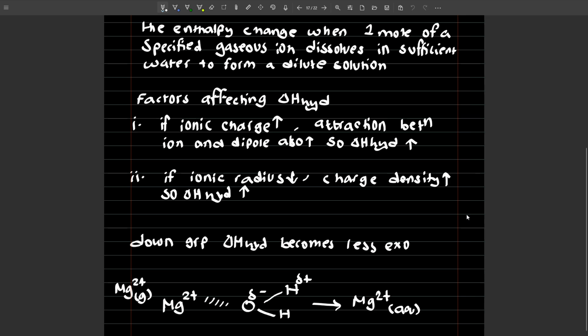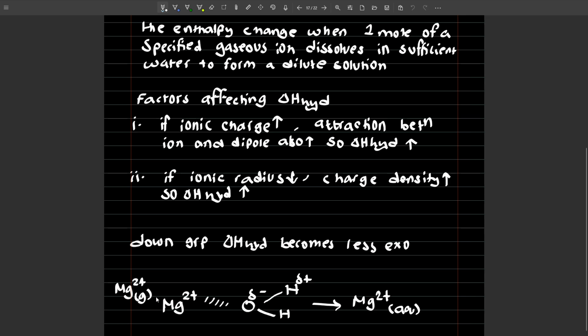Secondly, if our ionic radius decreases, it would mean that our charge density has increased, because we know charge density is equal to the charge divided by the size. So our enthalpy change of hydration also increases. With this, we can understand that down the group, the enthalpy change of hydration will become less exothermic. This is because down a group, the ionic radius increases, which means the charge density decreases.